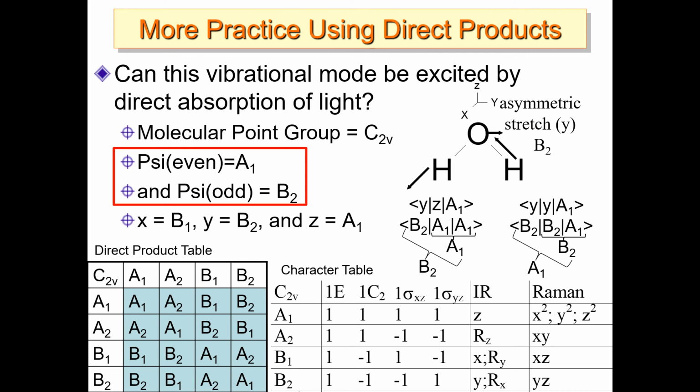So let's look at this asymmetric stretch. Here's the whole problem shown. That asymmetric stretch is B2. It's right here. If we have Y polarized light, that's also B2. So we have A1 times B2 is B2, and then B2 times itself is A1. So this stretch can be excited by Y polarized light. It can't be excited with Z polarized light. Z polarized light comes in, interacts with the ground state, and that can't cause a transition to the vibrational state because the result is B2.